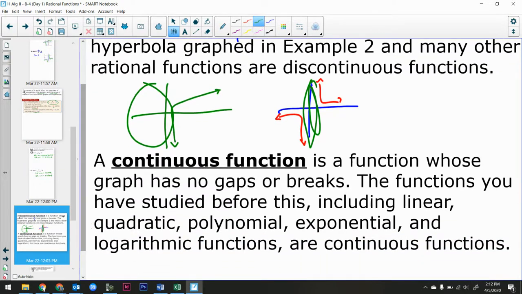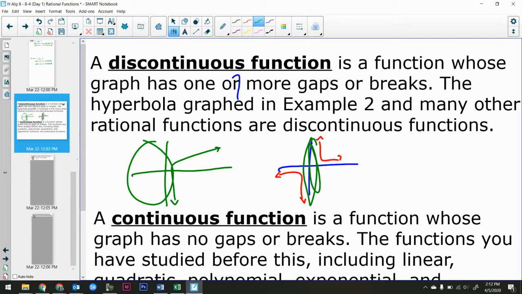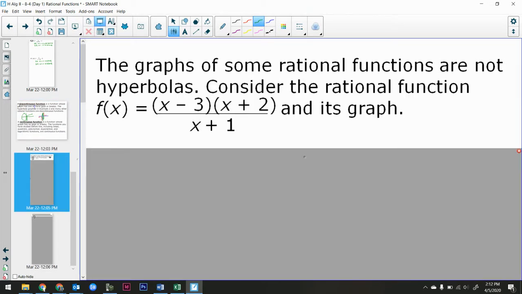A continuous function is one that has no gaps or breaks, like everything that we've studied so far. Linear, quadratic, polynomial, exponential, logarithmic, they're all continuous functions. Now, we're not really learning too much about what the implications of that are. I think you can get more into that in pre-calc and calculus, because there are certain implications if it's discontinuous or continuous. It's just interesting to bring up right now.